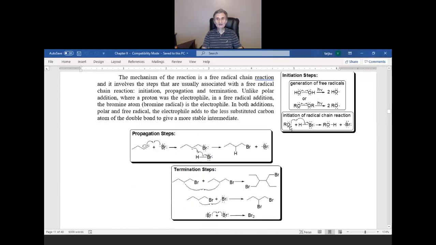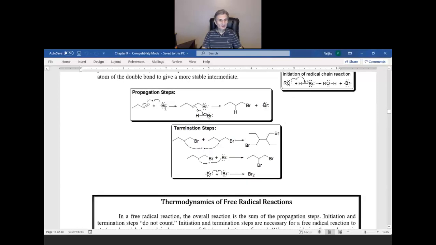So the radicals, oxygen radicals, react with hydrogen bromide to generate bromine radical, and then bromine radical in propagation step adds across double bond to give carbon radical, which then reacts with another hydrogen bromide molecule to give the final product. And what you can see here is that more substituted free radical forms.